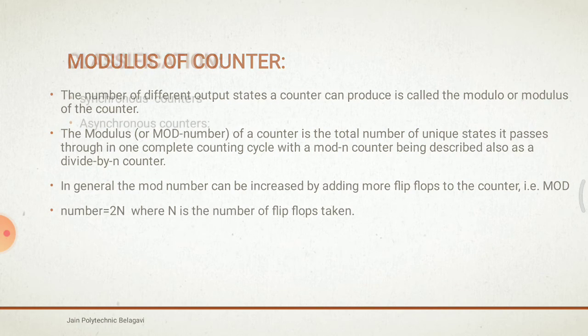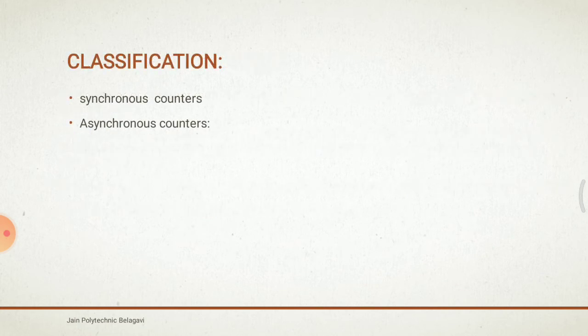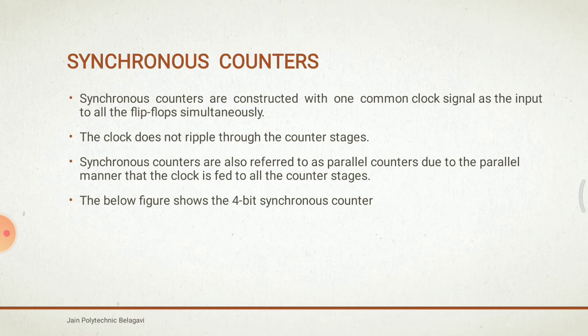There are two types of counters. The first one is synchronous and the second one is asynchronous. Synchronous counters are constructed with one common clock signal as the input to all the flip-flops simultaneously. The clock does not have to ripple through the counter stages. Synchronous counters are also known as parallel counters due to the parallel manner in which the clock is fed to the counter stages.